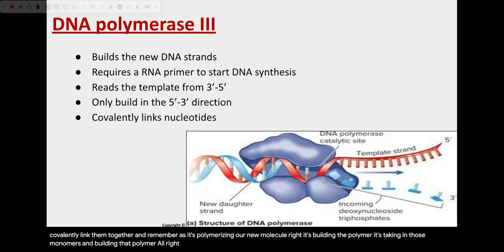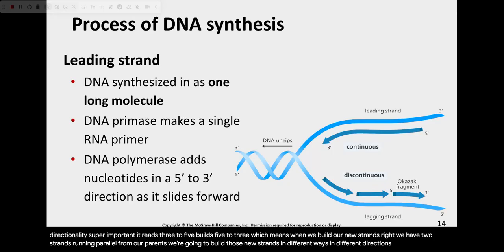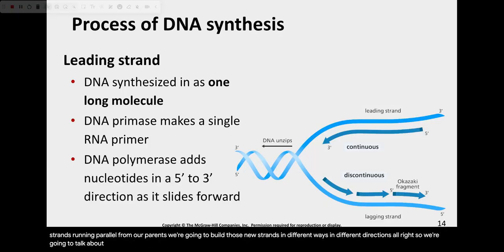All right, so one of the biggest picture things here is the direction in which it builds. Because again, directionality, super important. It reads 3 to 5, builds 5 to 3. Which means when we build our new strands, we have 2 strands running anti-parallel from our parent strands, and we're going to build those new strands in different ways, in different directions. All right, so we're going to talk about what's called the leading and the lagging strand.